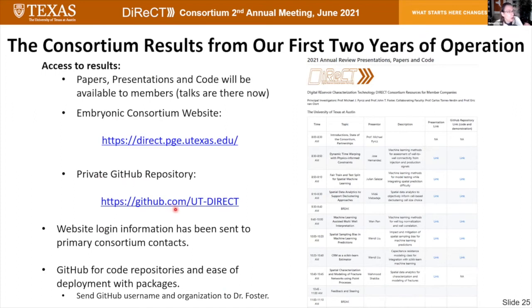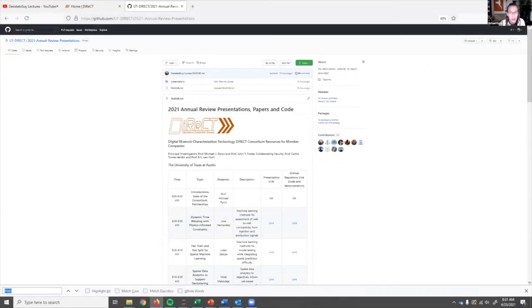If anybody on the call is from a member company and doesn't have access to the GitHub repository, you're welcome to send an email to Dr. John Foster. John, can they just email you or is the chat window okay? I would say email, since I might miss it in the chat window. So okay, just email me at john.foster@utexas.edu. If you send your GitHub username and you're from one of our member companies, he can grant you access to the repository. And we think this is really good.